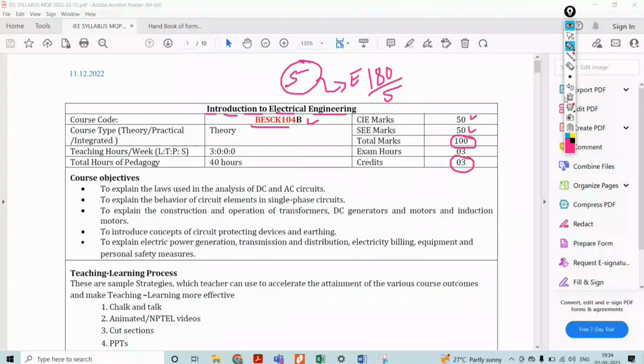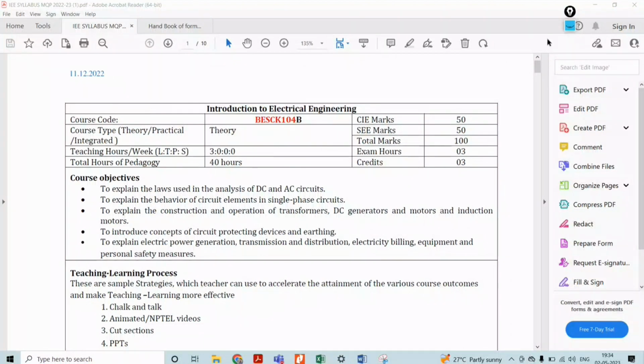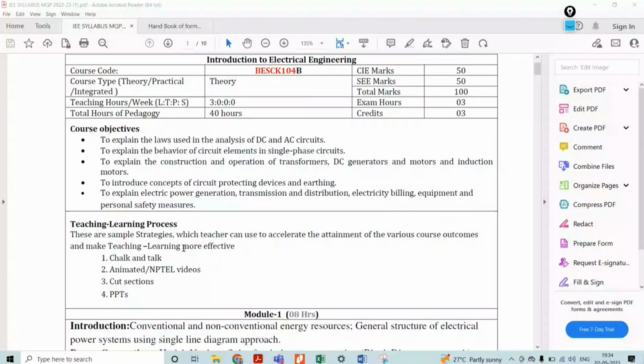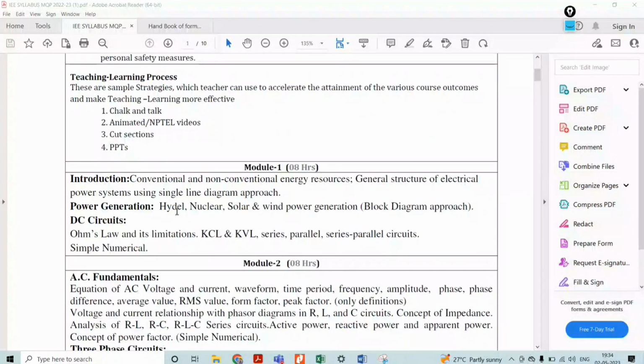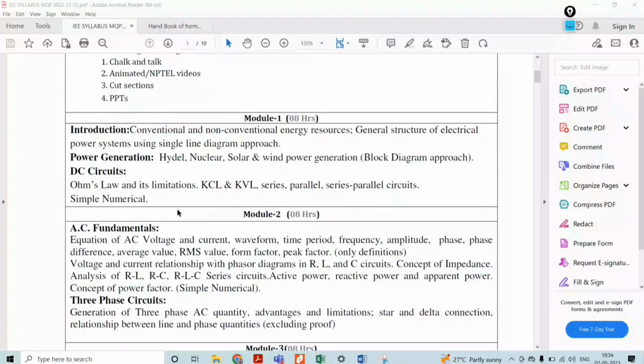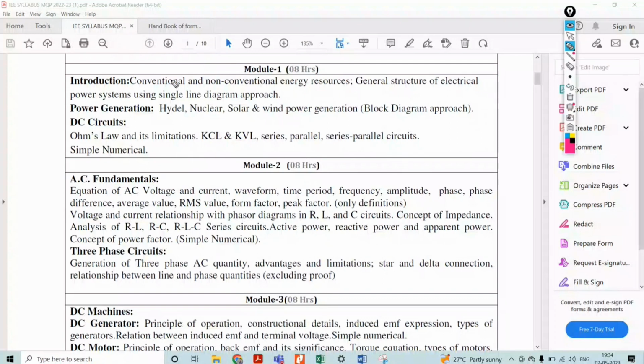Now with respect to this, you must follow the syllabus first. Then according to that syllabus, you plan your preparation. Okay, the first module is the introduction to electrical engineering, that is the electrical sources, then the general structure of the power system using the single line diagram.